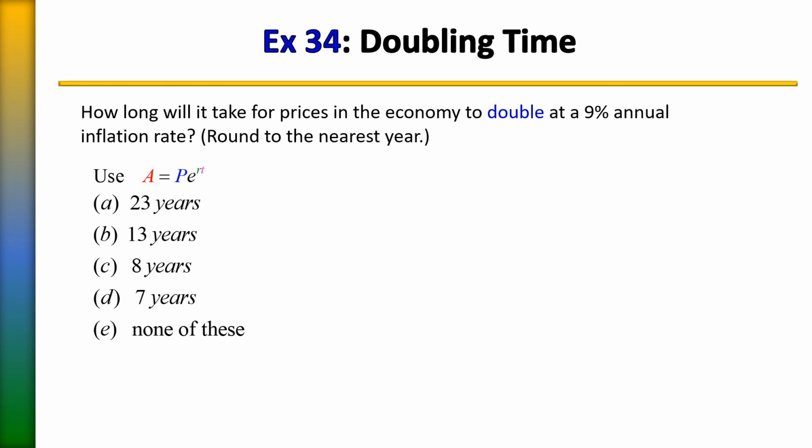We know the interest rate is 0.09 when we convert it to a decimal. When something doubles, it's twice that. So when we rewrite this formula, we're going to have to write it as A equals 2P. So the amount is not just a single amount, it's going to be twice that. So writing that as our new formula is going to be 2P equals P times e to the rt. Because again, we're doubling that amount, not just one single amount. Let's go ahead and plug in our rate.